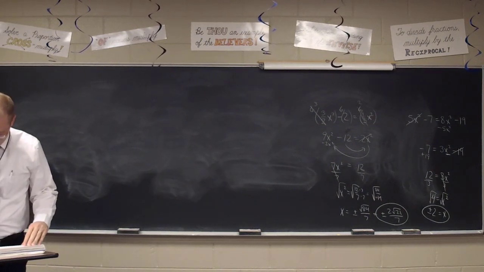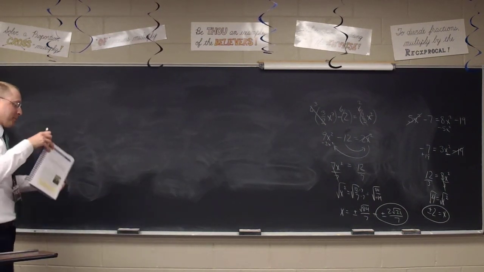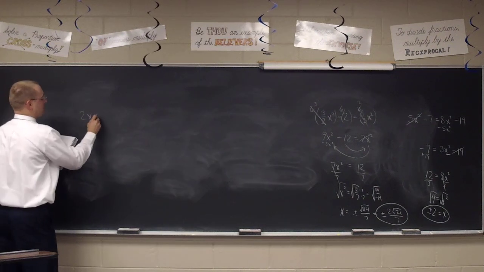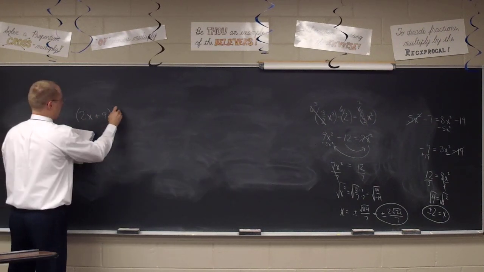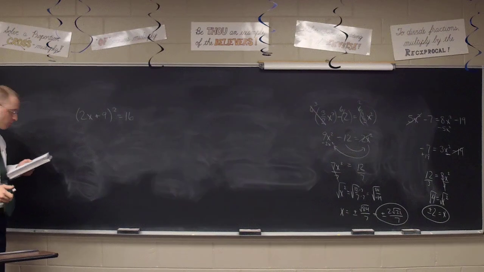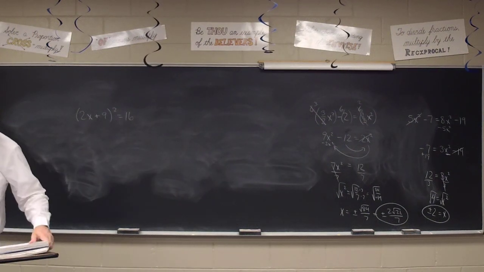All right. Take a look at number 21, if you would, please. Copy it down there in your notes. We have 2x plus 9 quantity squared equals 16. 2x plus 9 quantity squared equals 16.